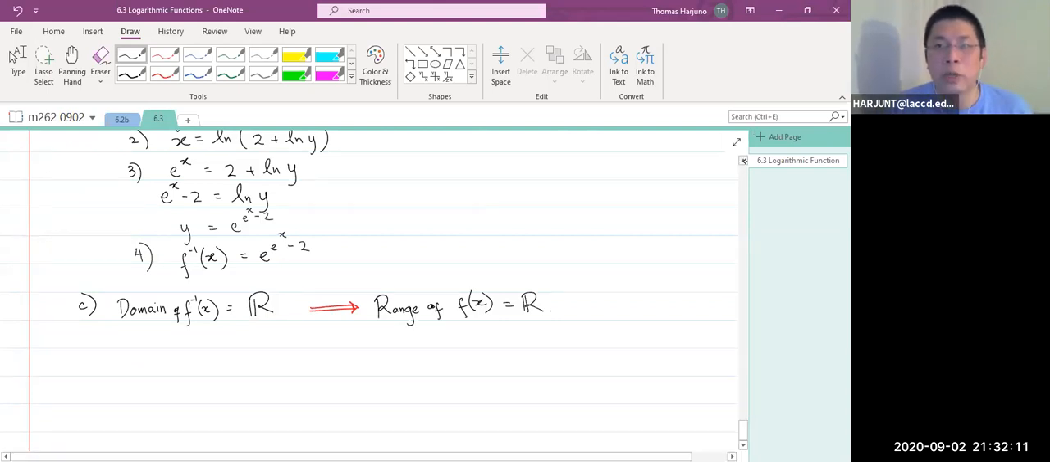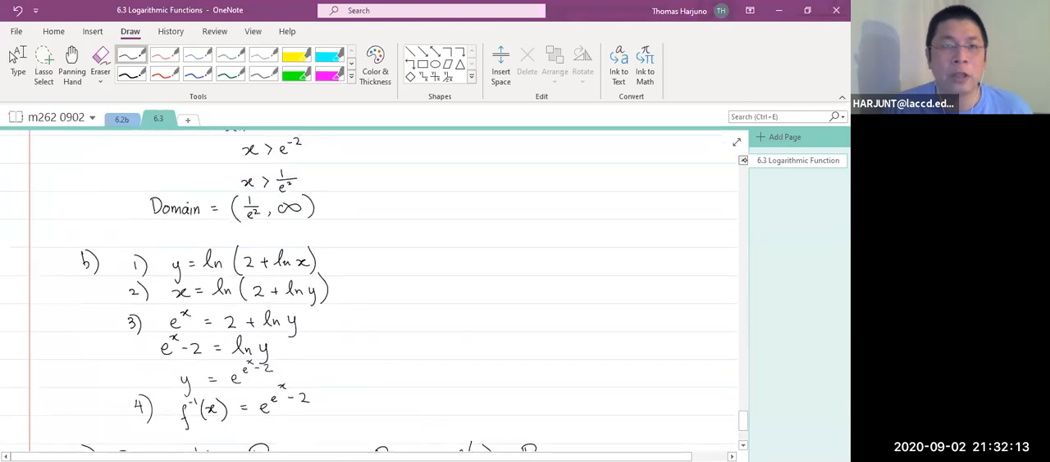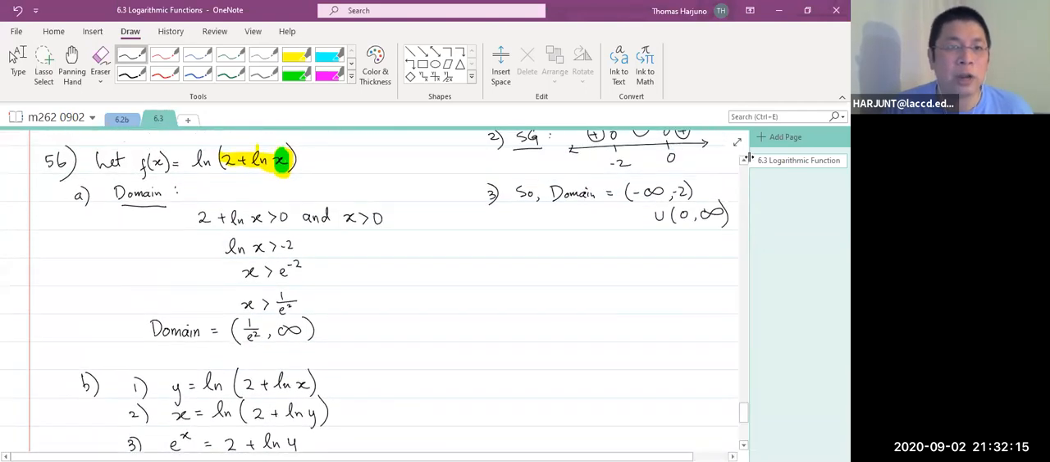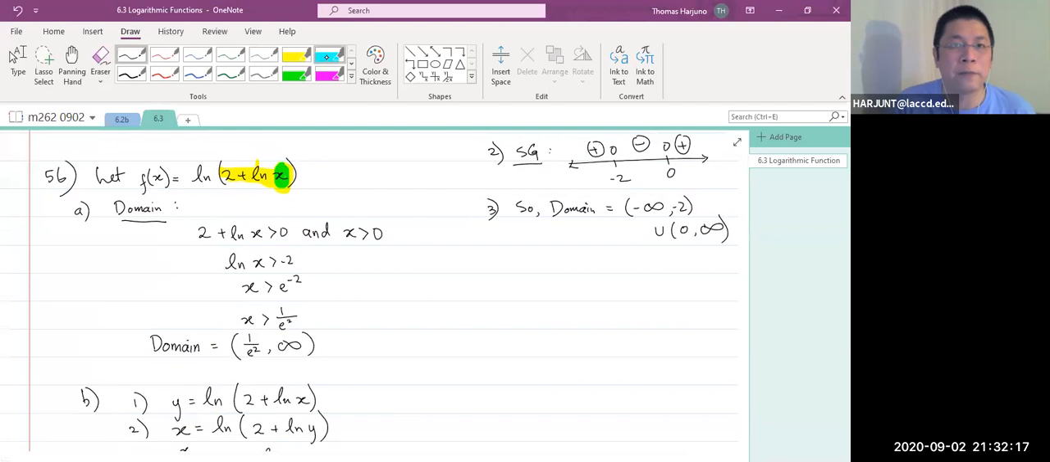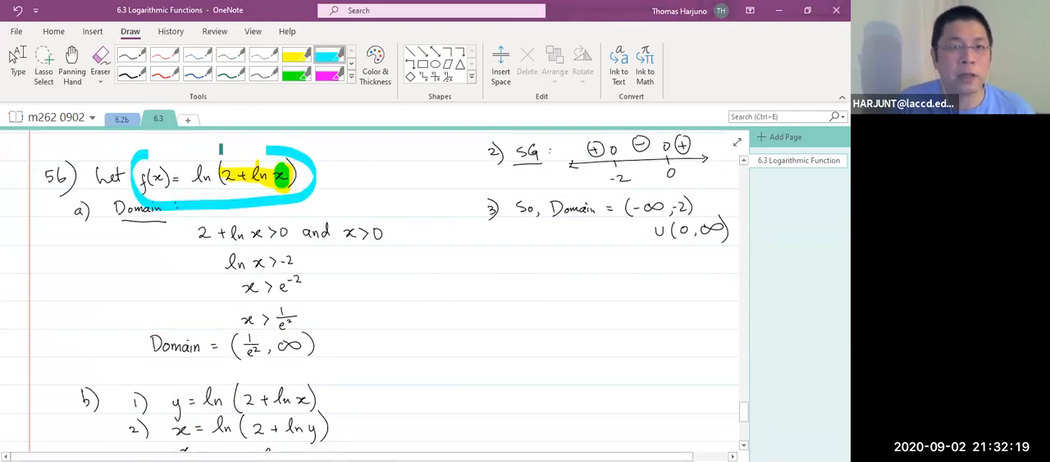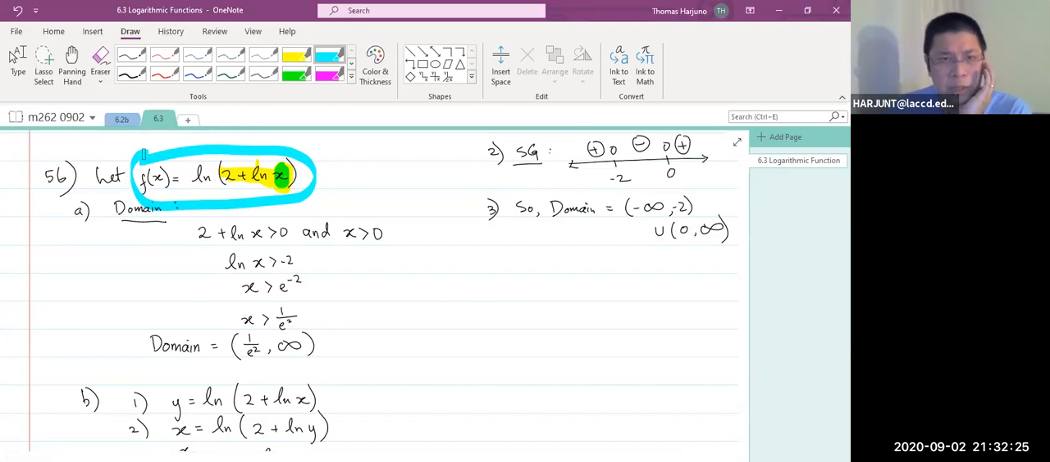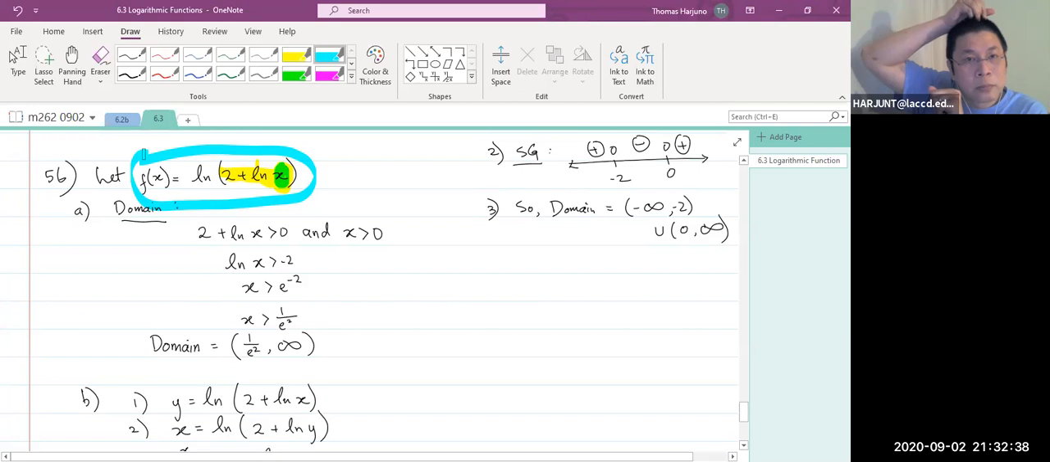Because without doing that, if I ask you what is the range of this f of x here, without showing those words, then you will suddenly come up with all real numbers, then you do it by instinct only, without too much explanation. Okay?